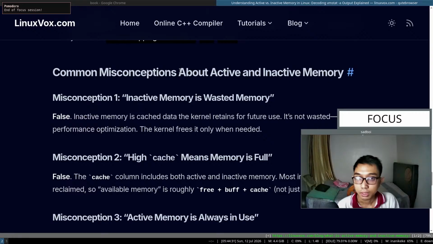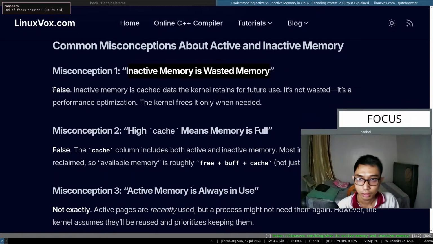Common misconception about active and inactive memory: inactive memory is wasted memory. This is false. Inactive memory is cache data the kernel retains for future use. It's not wasted. It's a performance optimization. The kernel frees it only when needed.